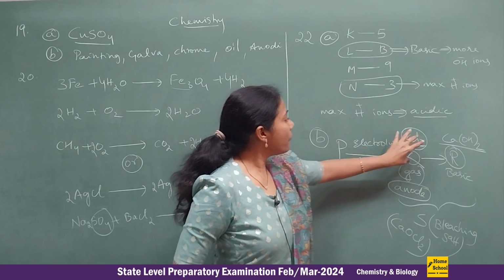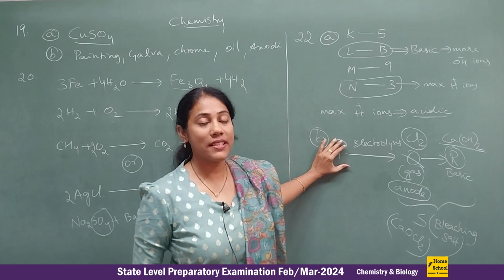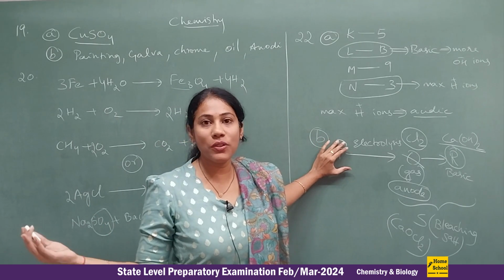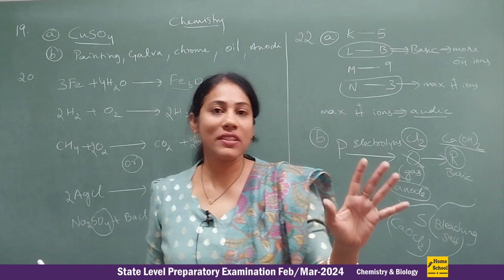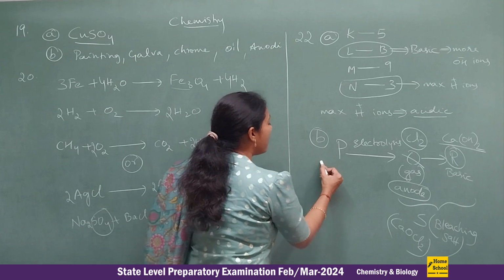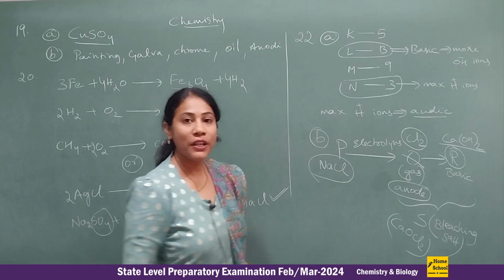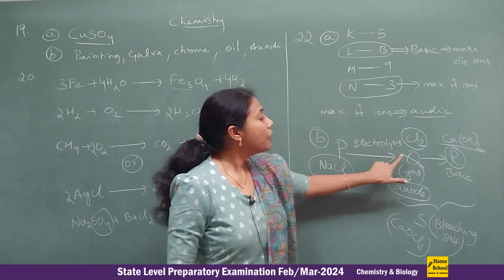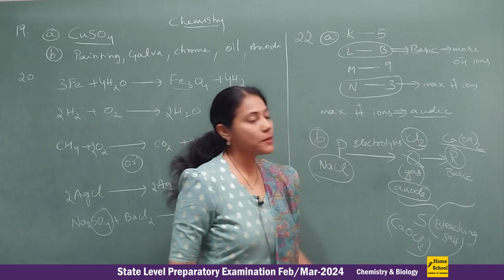And they said, when is this Q formed? When P undergoes electrolysis. Brine solution, when it undergoes electrolysis, chlorine, hydrogen and sodium hydroxide are formed, no? So what is our P? Our P is NaCl solution. Okay, so P is NaCl, Q is Cl2, R is calcium hydroxide and S is bleaching powder.